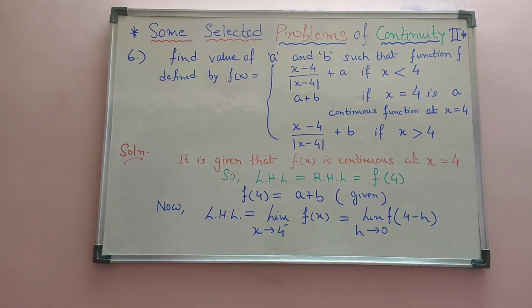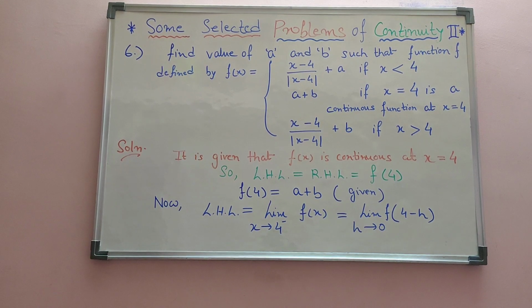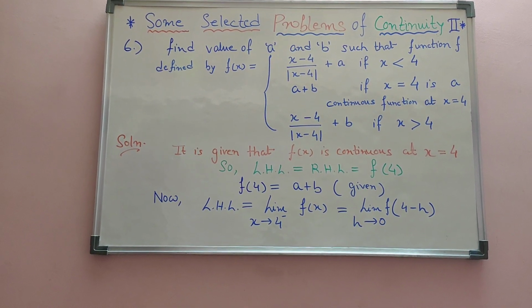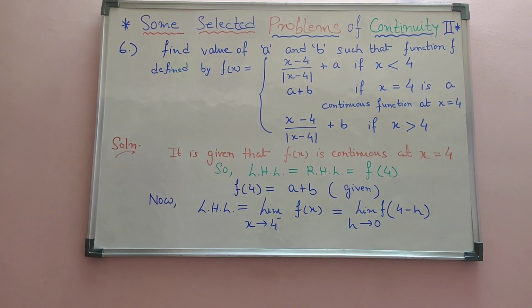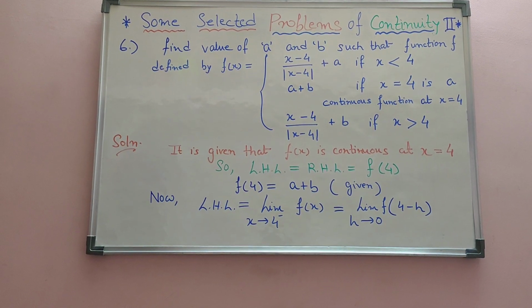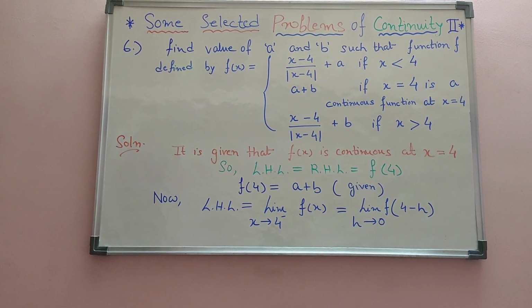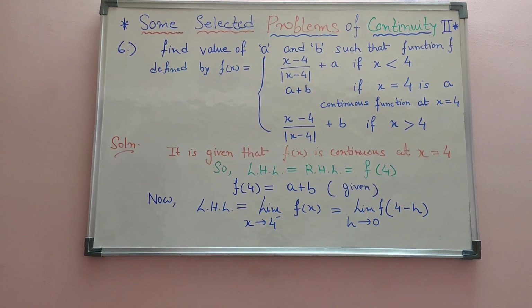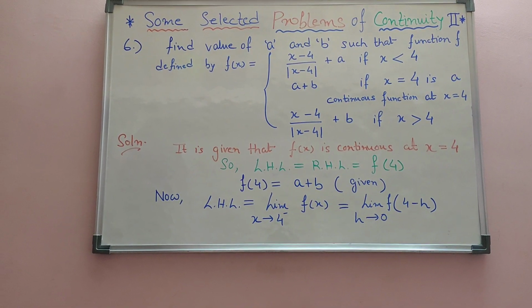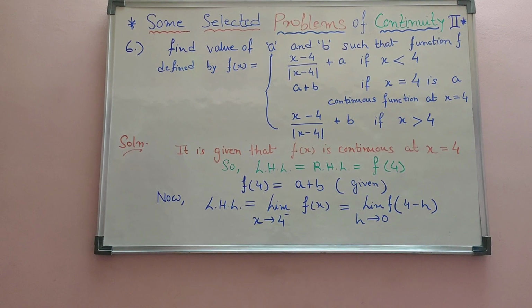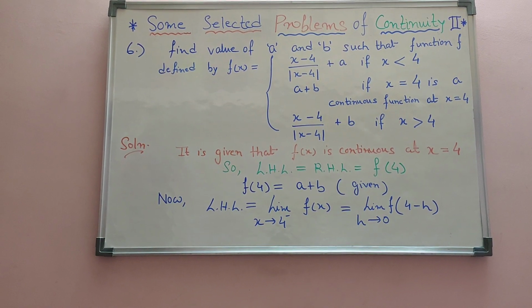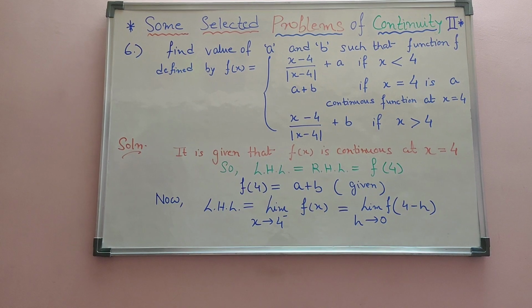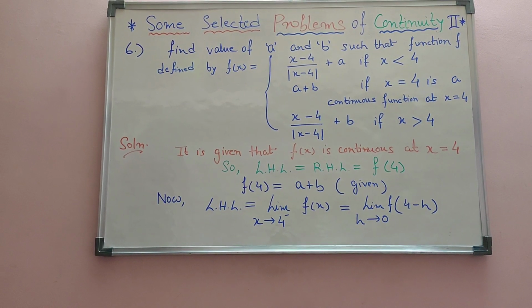It is given that f of x is continuous at x equal to 4. As per the continuity concept we know, left hand limit will be equal to right hand limit equal to f of x at the given point. Your given point is 4, meaning f of 4. F of 4 equals a plus b, already given. Now we have to find out the left hand limit and right hand limit.